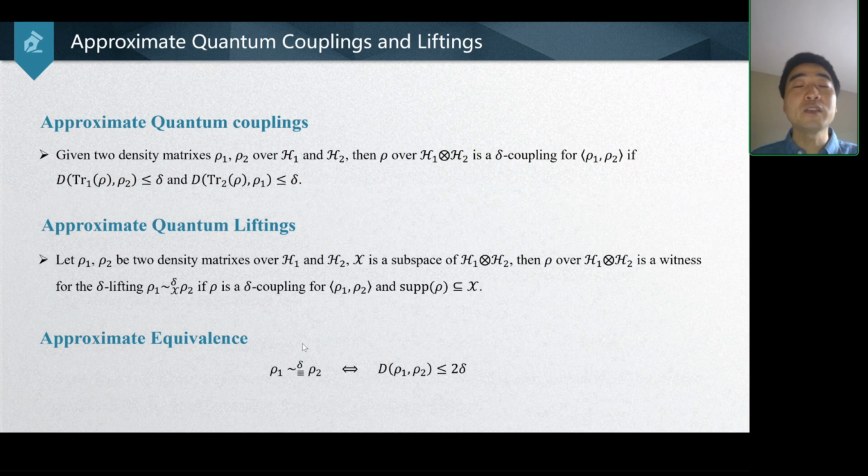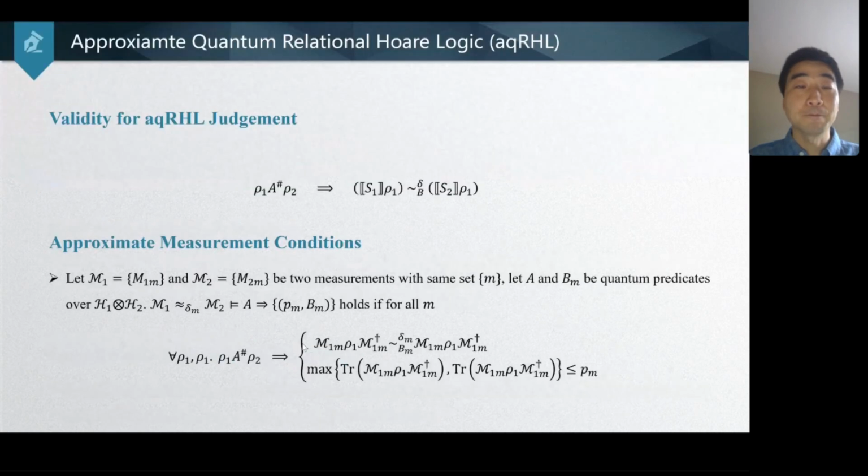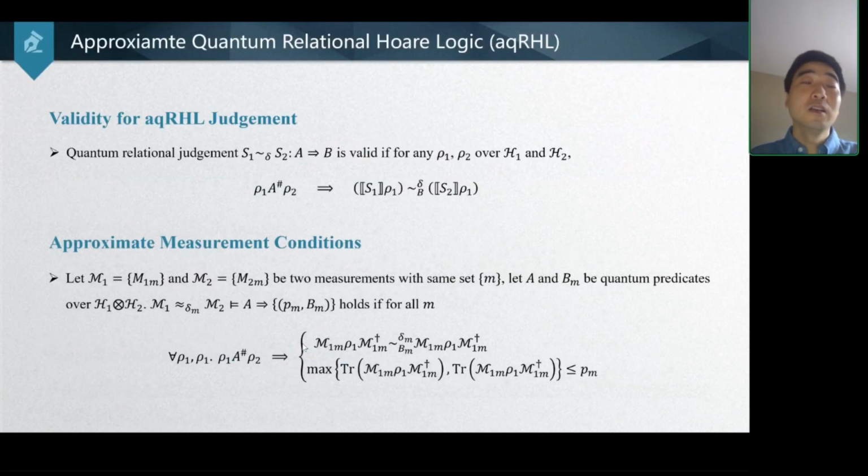And there's an approximate equivalent saying that if rho 1 and rho 2 are approximately equal with parameter delta, then the distance between sigma rho 1 and rho 2 is smaller than 2 delta. And we can define the validity for approximate quantum relational Hoare logic judgment, rho 1 A star rho 2. So we insist that the input will be perfect, right? And the output can have a delta difference.